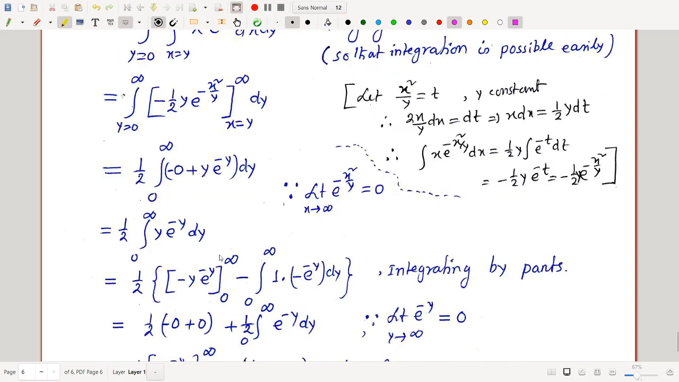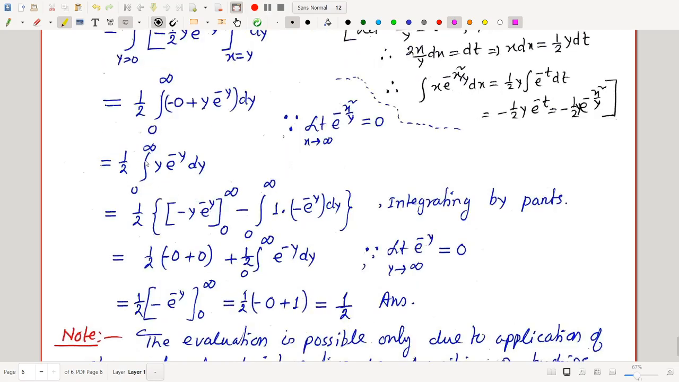So easy answer. Half is taken out. When the lower limit is substituted, another minus sign will be there, so plus. Okay, so half integration 0 to infinity y e to the power minus y dy. Now this we can do by integration by parts. First function y, second function e to the power minus y, integration with respect to y will be minus e to the power minus y. Okay, 0 to infinity, minus derivative of first function, derivative of y with respect to y is 1, and then integration of second function is again minus e to the power minus y.